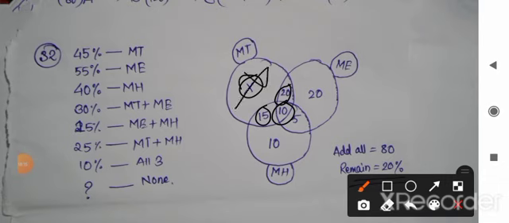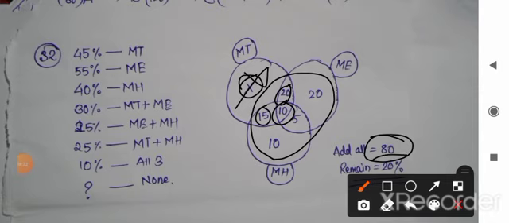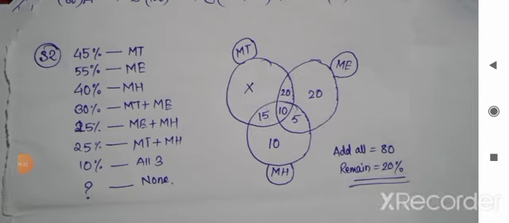Okay, now add all the sums here, and how much will you get? You will get 80%. The total percentage is 100%, 80% is one or the other newspaper, so how much percent will remain? 20% remain who do not read any newspaper. This is how these questions can be solved. So I hope you are getting it.